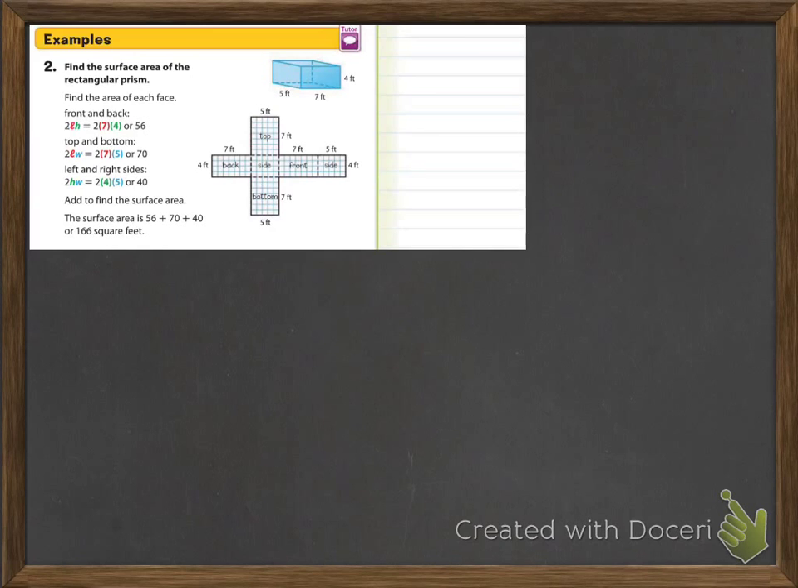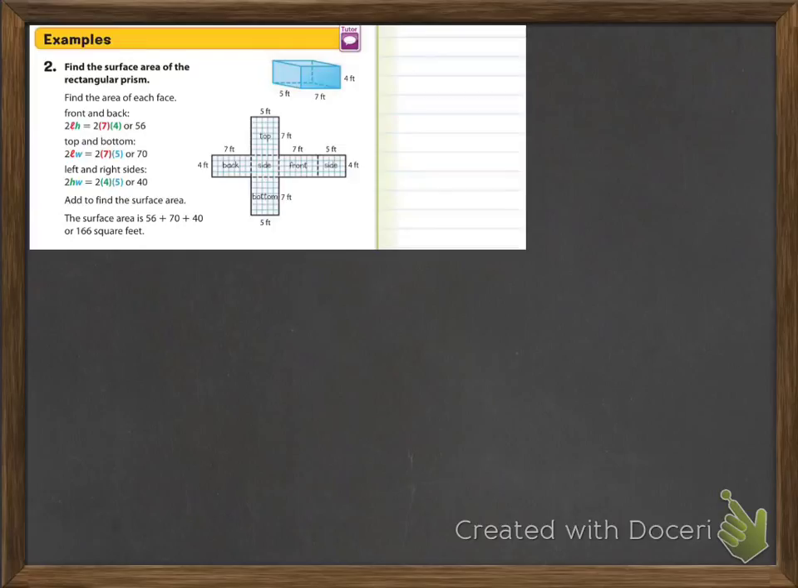So it says find the surface area of the rectangular prism. So they've actually shown you the prism and they've also shown you the net. So it says find the area of each face, front and back, top and bottom, left and right sides. And then it says to add the figure of the surface area together. So basically this is what we were doing before.